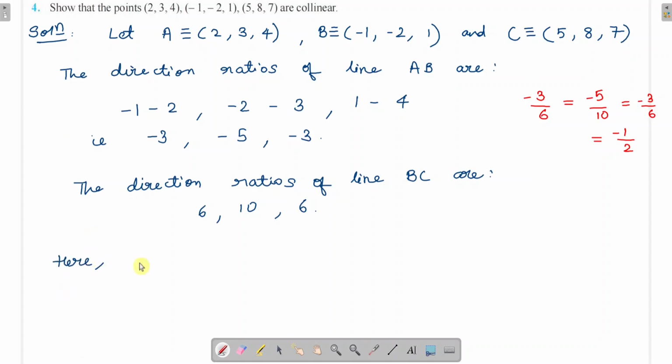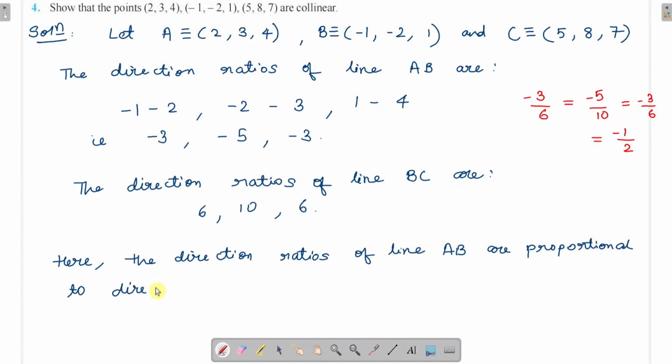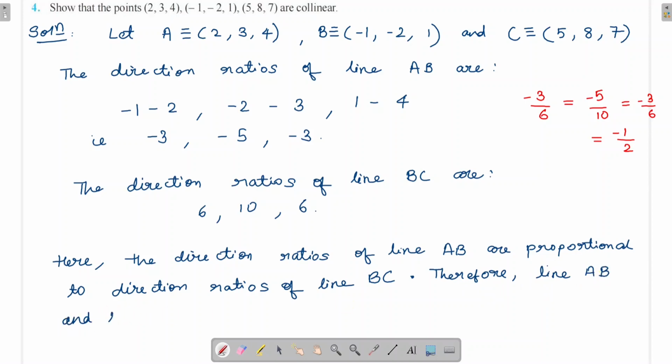So here the direction ratios of line AB are proportional to the direction ratios of line BC. And if this happens, that means AB and BC are parallel to each other. Therefore, line AB and line BC are parallel.